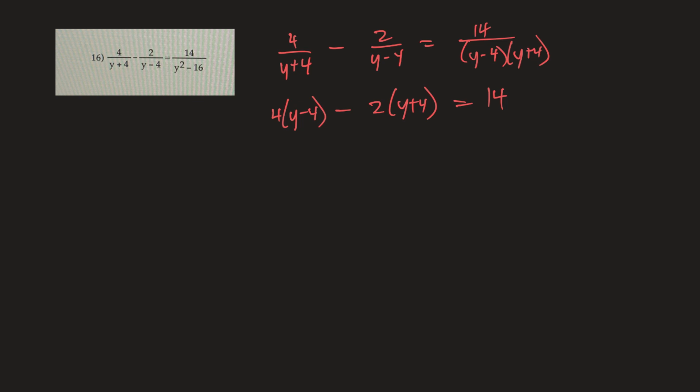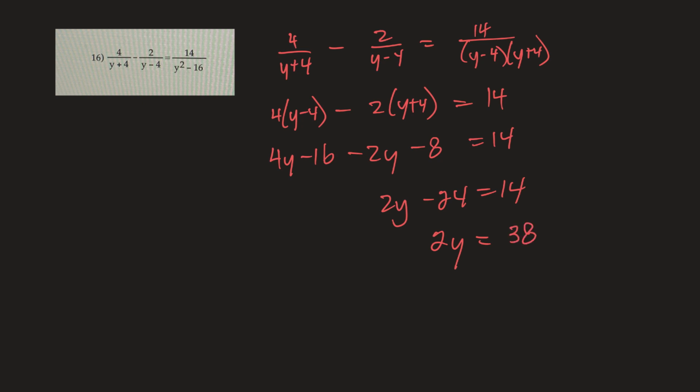So now, yeah, for an equation, you don't need to write it. So now you can multiply through. So 4y minus 16 minus 2y minus 8 is equal to 14. So I'll get 2y minus 24 is equal to 14. Add 24 to both sides and divide by 2. But like I said, those two questions won't be on the exam.